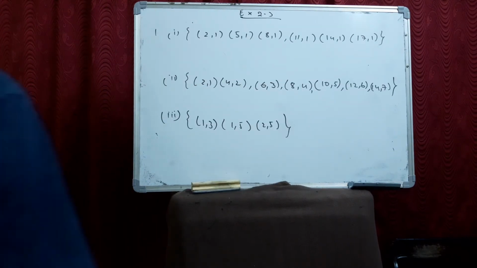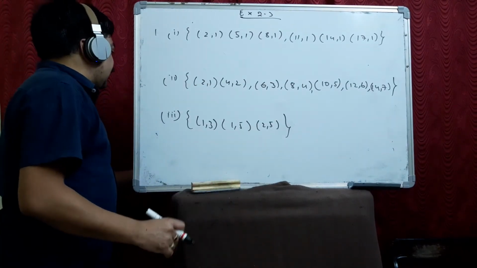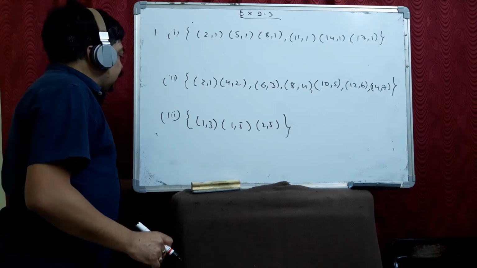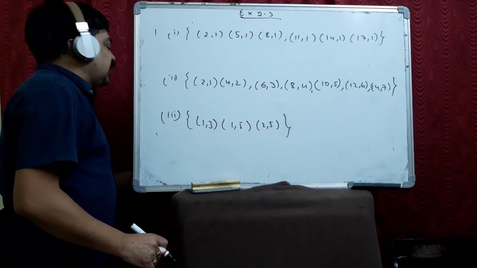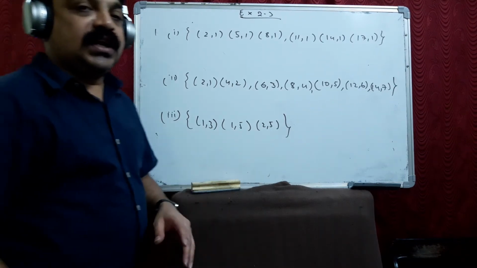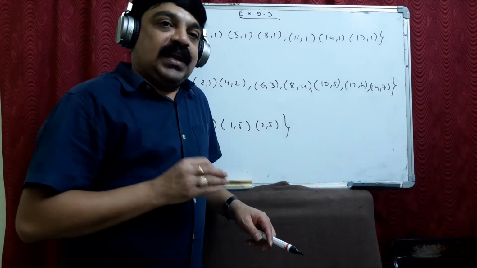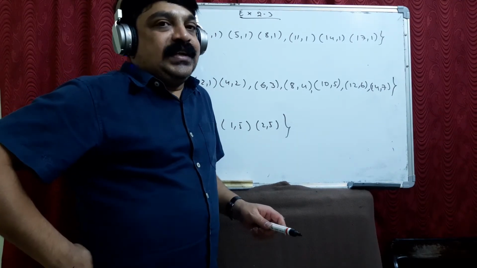Let us start exercise 2.3. In the first question, there are 3 questions they have given. Check whether the given relations are functions, give reasons. If it is a function, determine domain and range. See, what is the condition for a function? Every element in A should have a unique image.